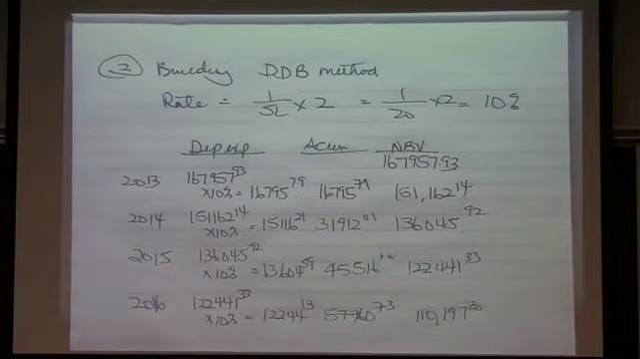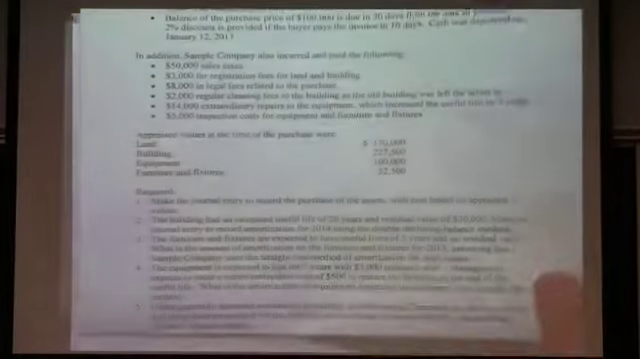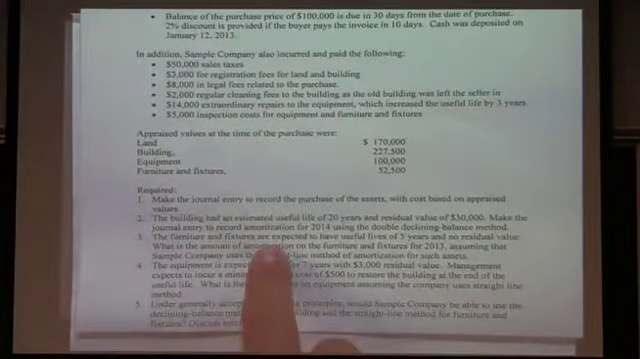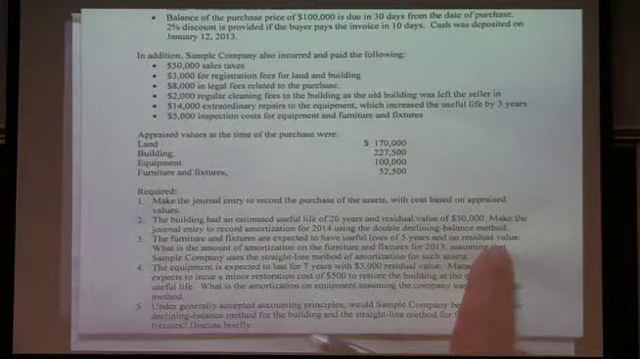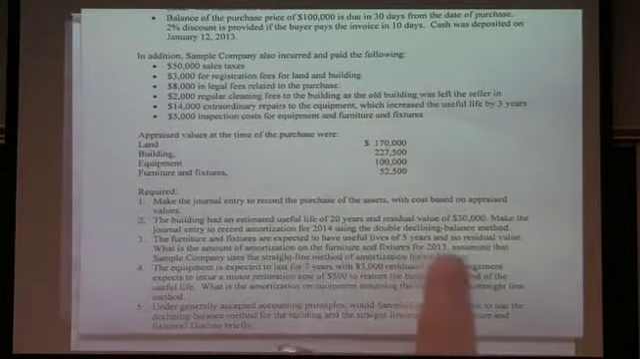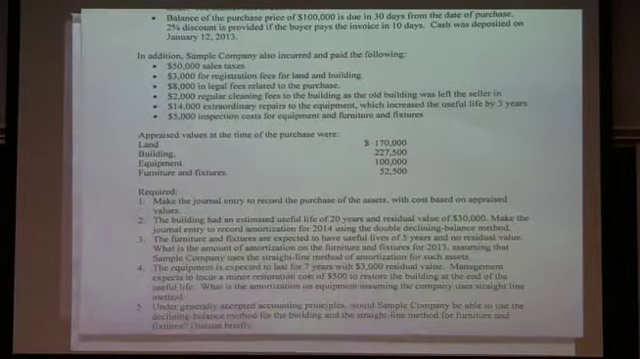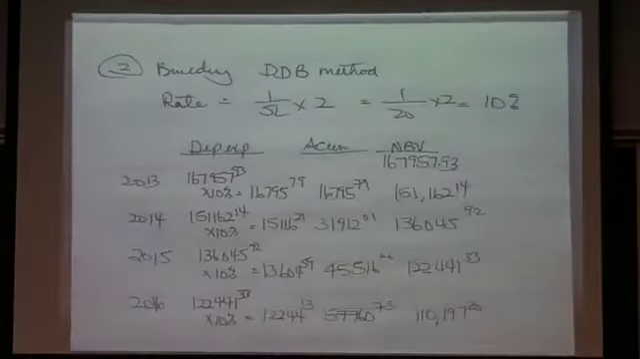So keep on doing this until you reach the residual value of 30. Now, number 3 says furniture and fixtures have 5 years, no residual value. What is the amortization for 2013, assuming they use straight line for that asset?